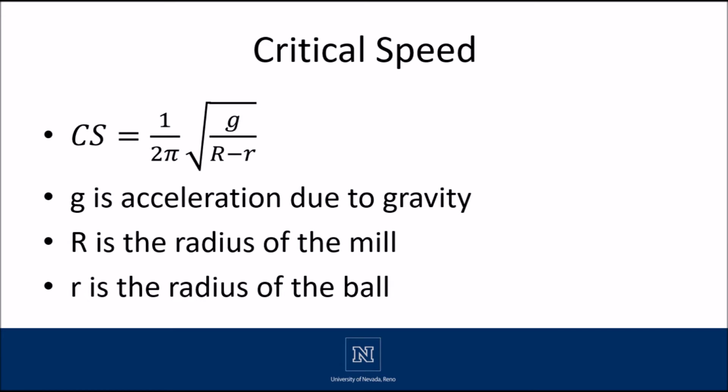Now, one of the most important designs of a ball mill is the critical speed. The critical speed is the speed at which the ball mill will essentially act like a centrifuge. Critical speed is calculated through the equation 1 divided by 2 pi times the square root of g divided by (R minus r). g is the acceleration due to gravity, R is the radius of the drum, r is the radius of the ball. Now in industry, the rotational speed of a ball mill is usually chosen between 65% and 85% of the critical speed.